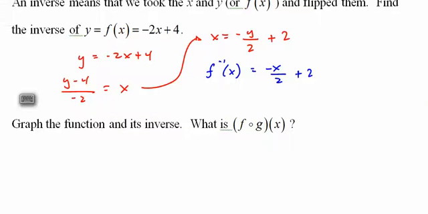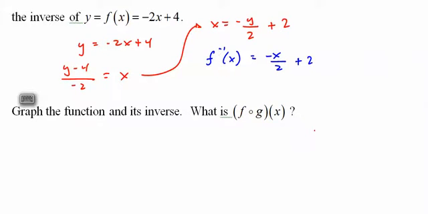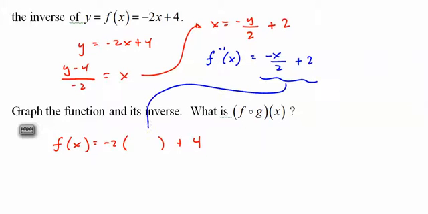Because when we do a composite function, we take f of x, which is negative 2 times x plus 4, and we plug in the blue thing here. We do the mathy thing. x minus 4 plus 4 equals x. That means we did it right.